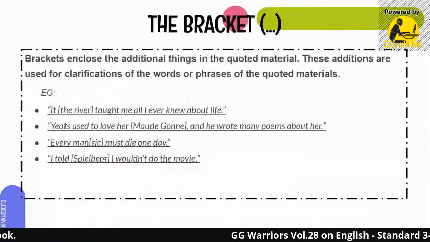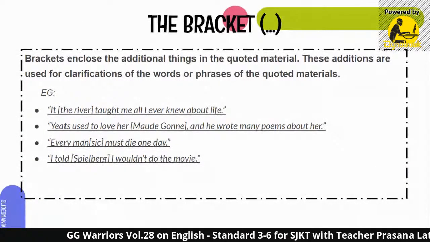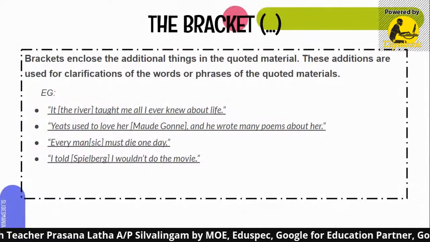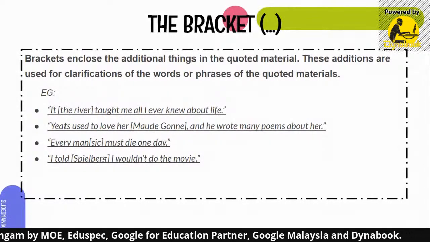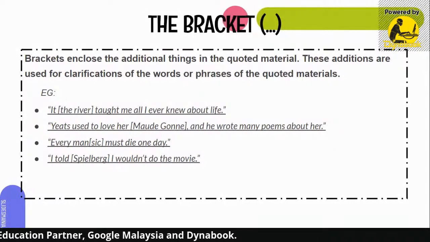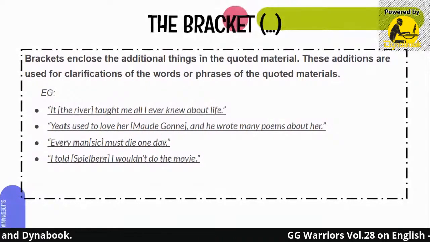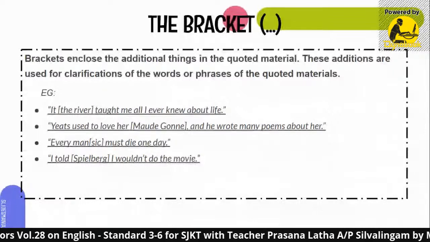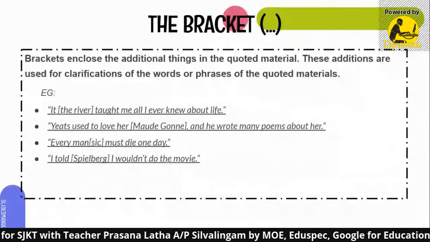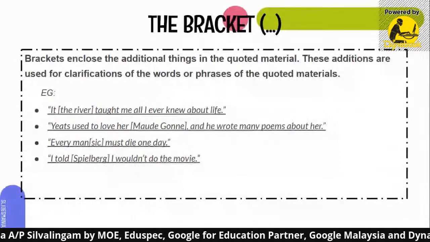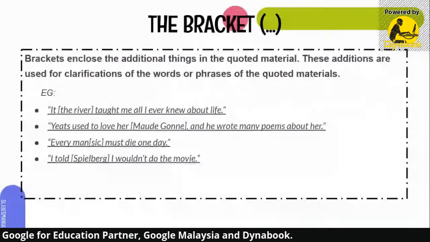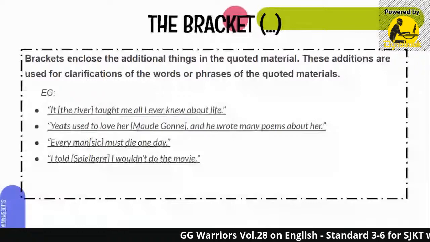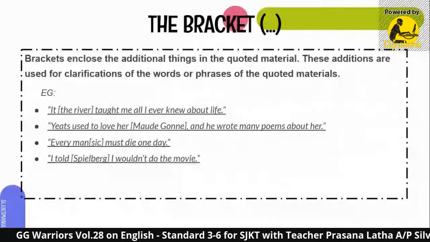The second last one is the bracket. Brackets enclose additional things in quoted materials. These additions are used for clarification of the words or phrases of the quoted materials. It taught me all I ever knew about life. When you are not specifically mentioning the subject, for example in this sentence it is the river, you can put it in a bracket. So what does "it" refer to here? The river.